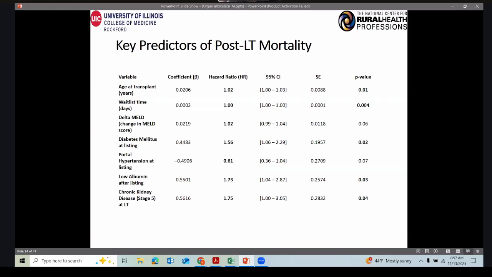So, which means that end-stage kidney disease adds a heavy metabolic burden and often requires dialysis, which can make post-transplant management more complex. So, to summarize these results, age, diabetes, low albumin, and kidney disease emerged as the strongest predictors for mortality after liver transplantation. These findings tell us that evaluating comorbidities along with MELD scores provides a more complete picture of a patient's risk and guides more personalized transplant decision making.